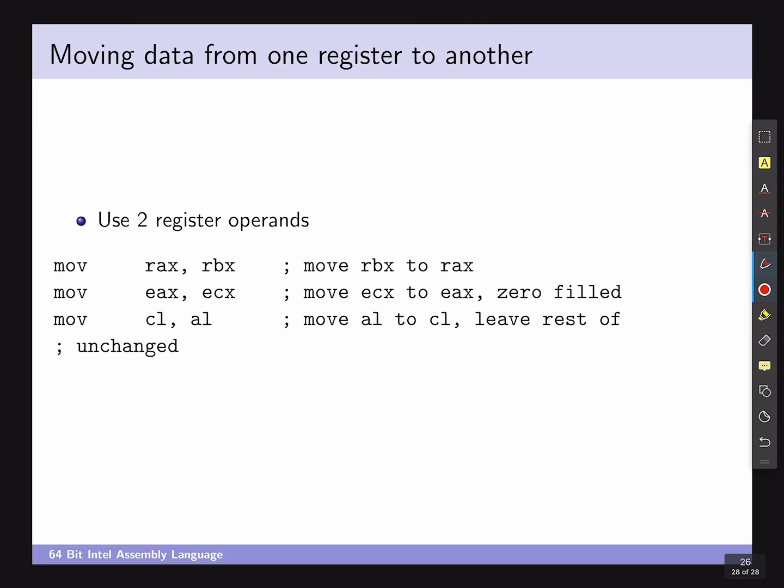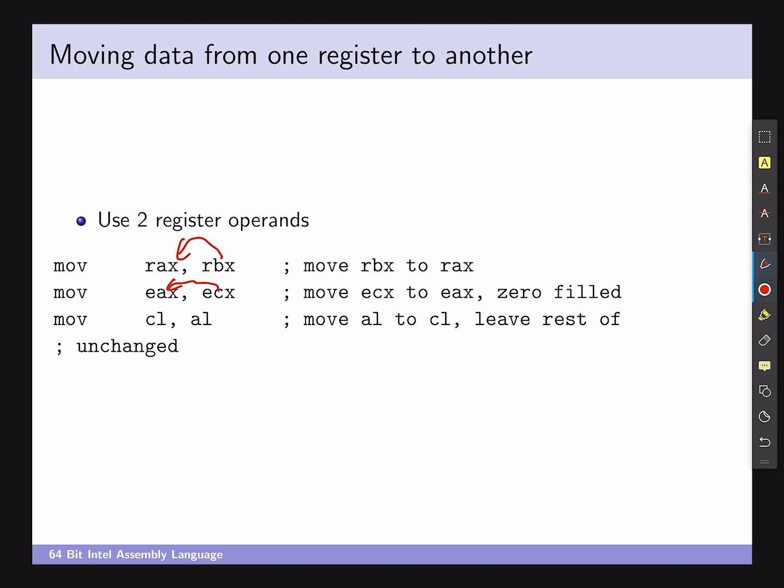You can also obviously move register to register. The caveat here is the register sizes have to match. So I can't move from EAX into RAX, for example. I need to move from like to like. So I can move from, say, RBX to RAX. Same thing, I can move from ECX to EAX and so forth. I can also move from the lower order bits, so I could move from AL to CL.